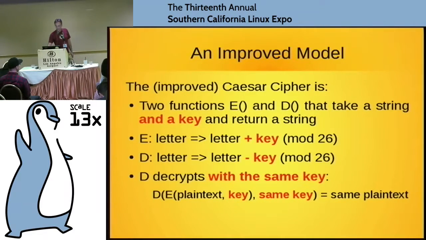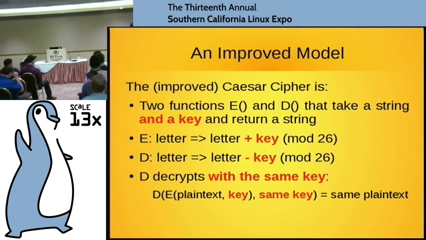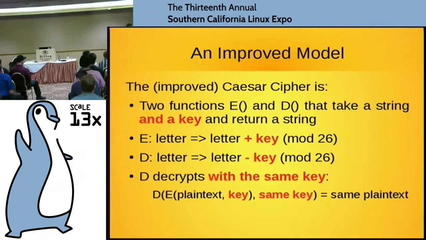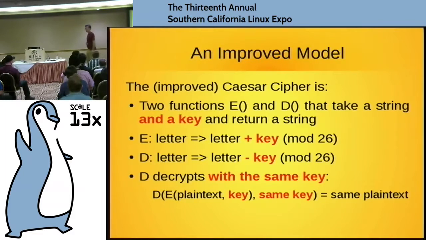All right. So here's what happens when we improve the Caesar cipher. They're just functions like before, but they also take a key. And then to encrypt and decrypt, we simply add and then subtract this key out, modulo 26. And then to decrypt, we have to use the same key to decrypt that we used to encrypt. So that's pretty straightforward.